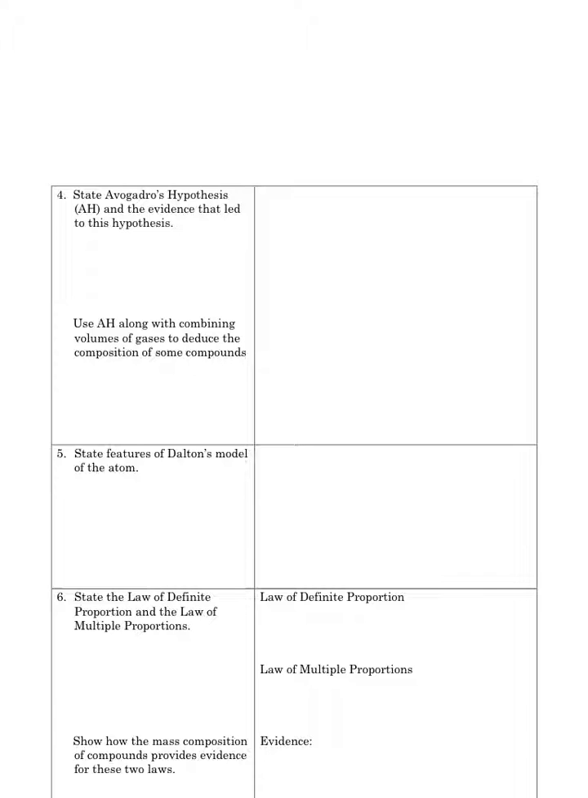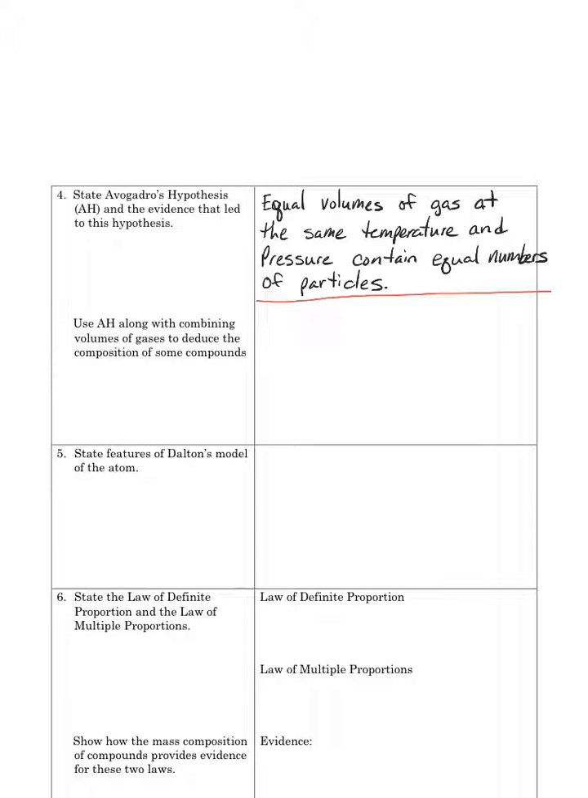Next one is to state Avogadro's hypothesis and evidence that led to this hypothesis. You can go ahead and find that in your notes and write it down and then check it with mine. It may not be word for word, but see if you can find that in your notes. So Avogadro's idea was that equal volumes of gas at the same temperature and pressure contain equal numbers of particles.